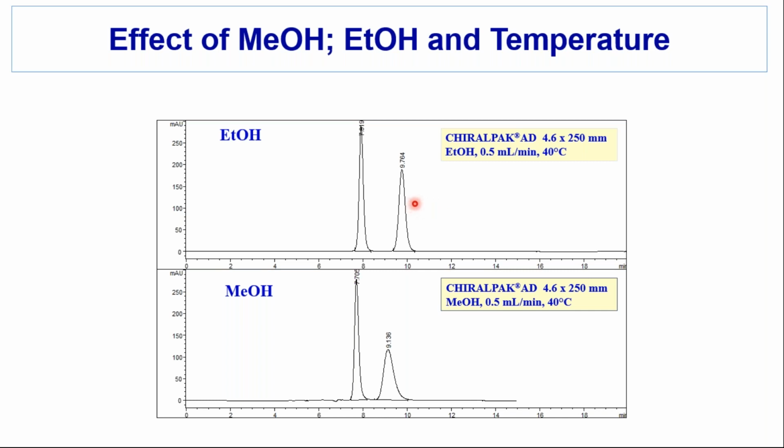Interestingly, the ethanol peak is sharper than the methanol peak. So probably if the later eluting peak is our component of interest, we definitely want to use ethanol versus methanol. But there are some advantages to methanol. One is it's less viscous, so we can probably run it at a higher flow rate.